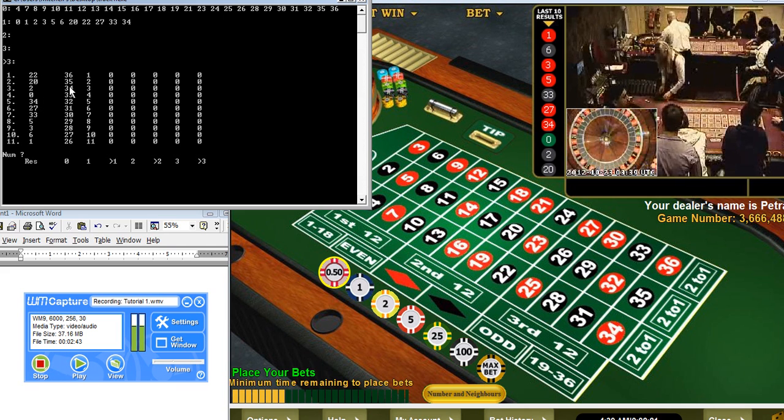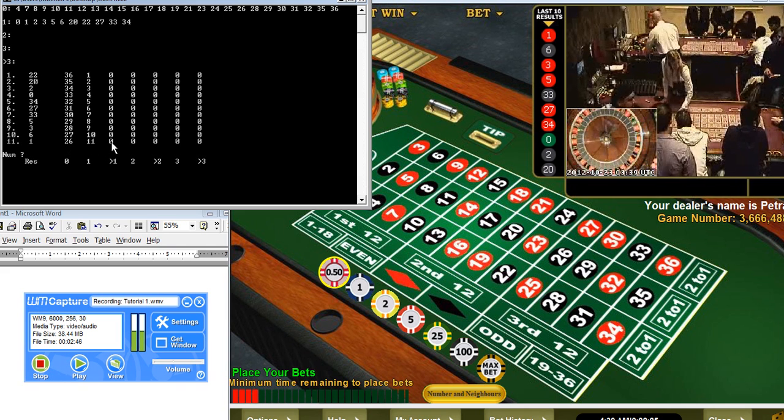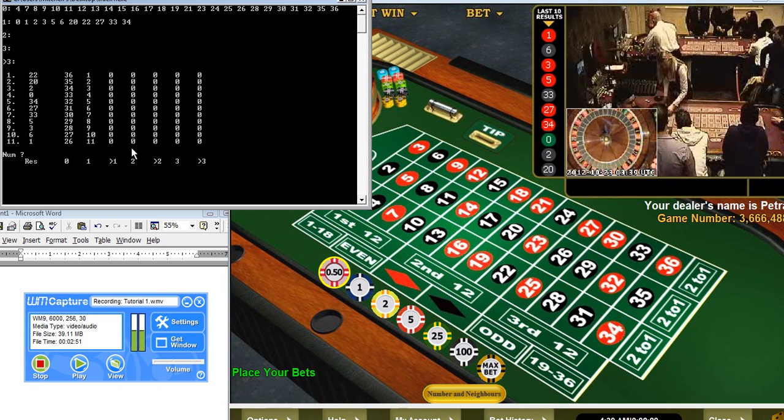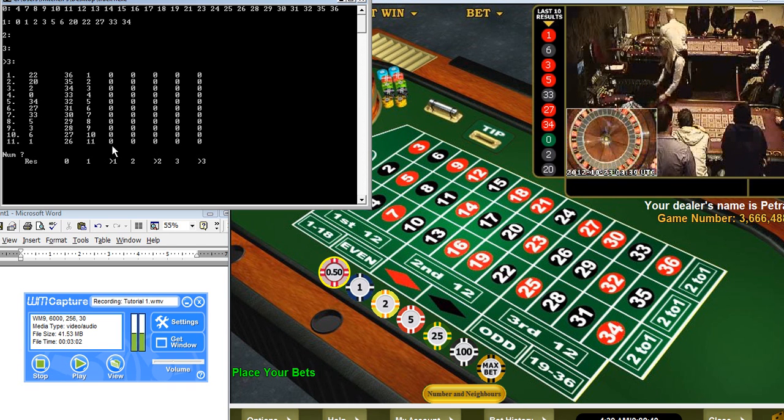These are the numbers that have not hit. These are the numbers that have hit once. These are the numbers that have hit greater than once. These are the numbers that have hit exactly 2. Greater than 2, exactly 3. This is exactly 1, greater than 1. There will be a big difference in that as time goes on.